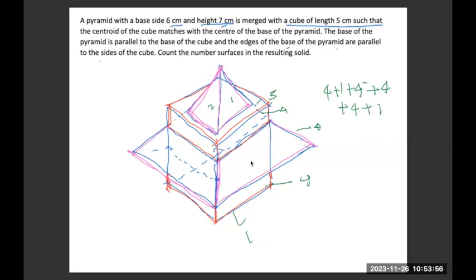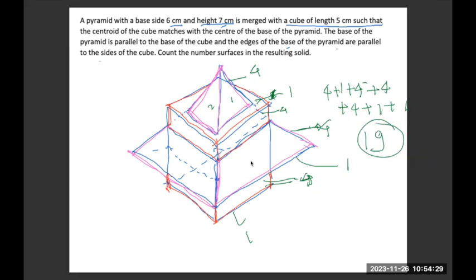Yeah, so this will have 4. This will have 1 surface. This will have 4 surfaces. This will have 4 surfaces. The base will have 4 surfaces. The bottom will have 1 surface. 4 4s are 16, plus 1 is 17, 18. And the bottom of the pyramid base will be 1 more surface. So plus 1, so 19 surfaces total.